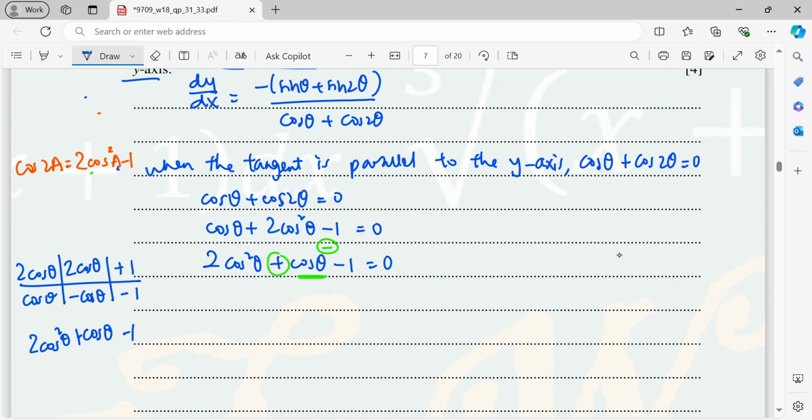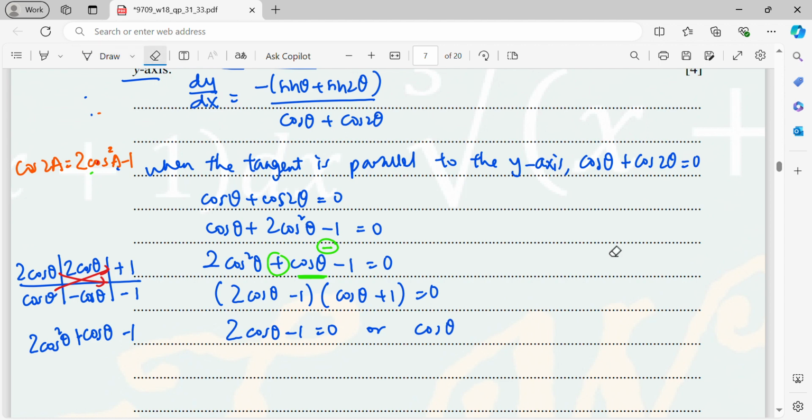Okay, so then the factors you need to cross multiply. Therefore here I will be getting 2 cos theta minus 1 times cos theta plus 1 equals 0. So now one of the terms must be 0. That means 2 cos theta minus 1 equals 0, or cos theta plus 1 equals 0.